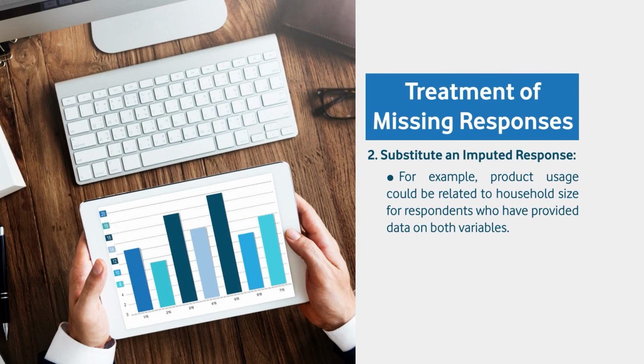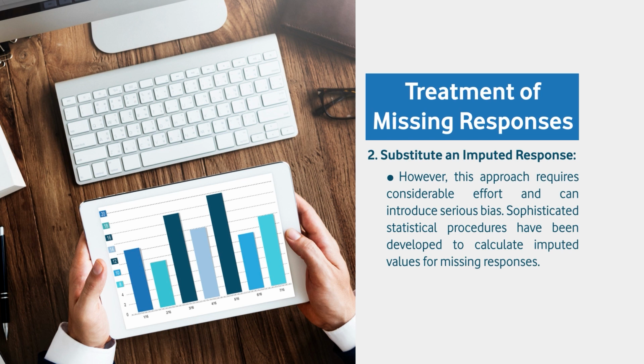So this can be done statistically by determining the relationship of the variable in question to other variables based on the available data. For example, product usage could be related to household size for respondents who have provided data on both variables, and the missing product usage response for a respondent could be calculated given the respondent's household size, right? However, this approach requires considerable effort and can introduce a serious bias, and sophisticated statistical procedures have been developed to calculate imputed values for the missing value responses, right?